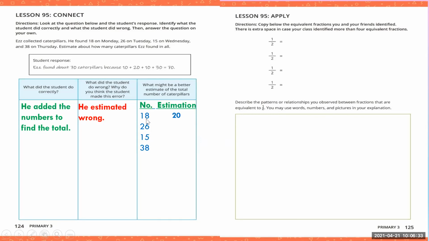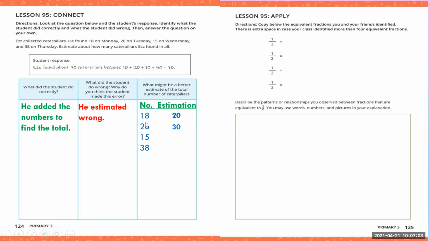26, estimated into what? 26, between what and what? 20 and 30. Let's look at the neighbor, which is 6. 6 is 5 or more? Yes, it's more than 5. So we will take the bigger door, which is 30.